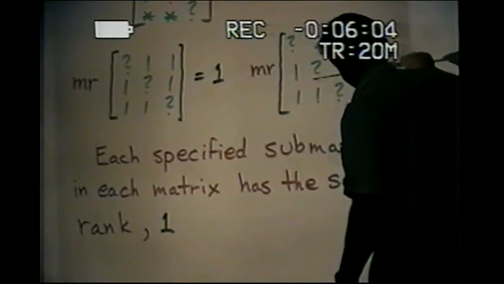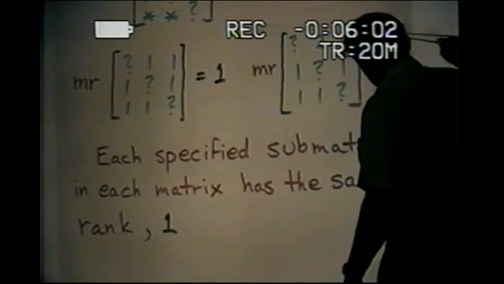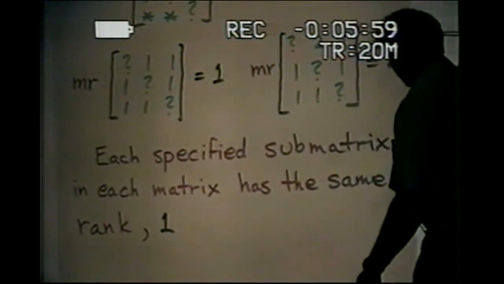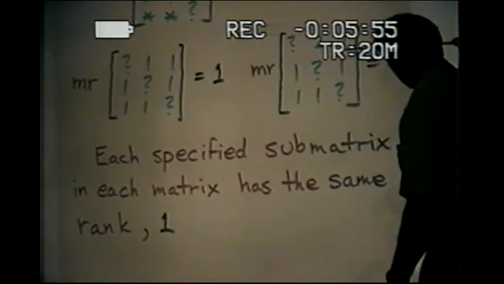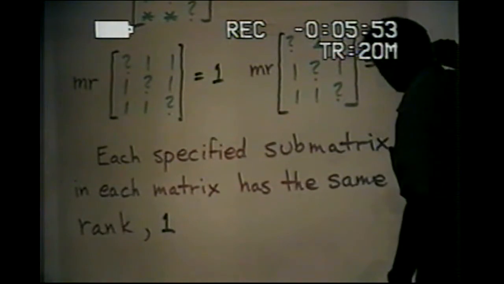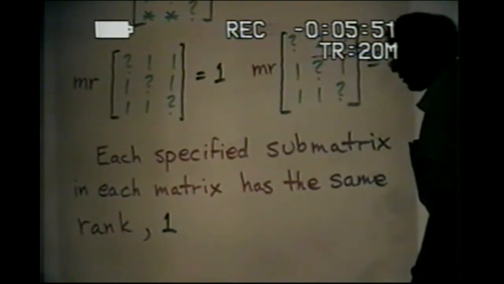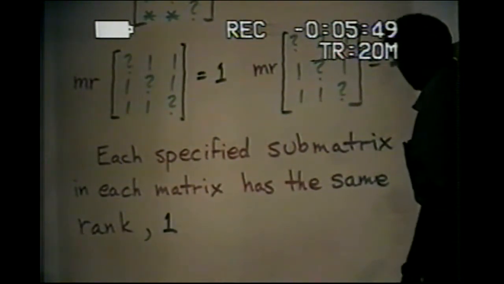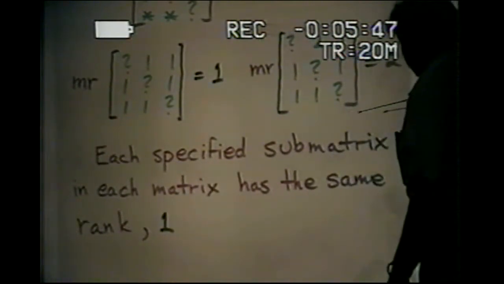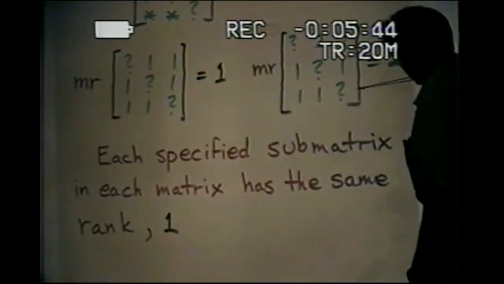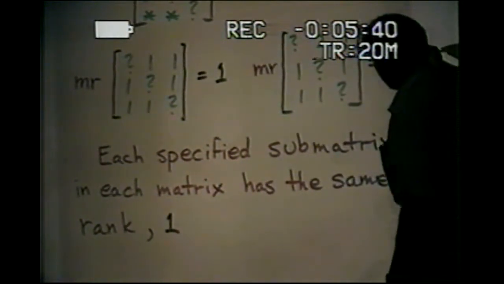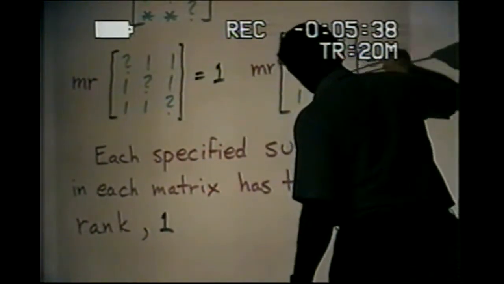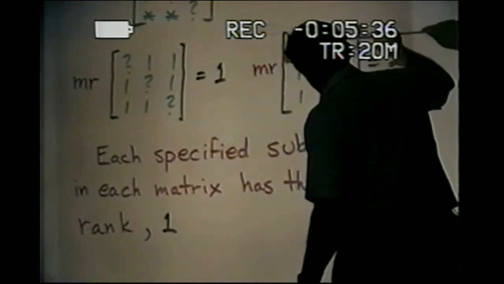Suppose I wanted to make the rank of this one. If I were going to make the rank of the whole thing one, I would have to be able to make the rank of this one. And to make the rank of this one, I would have to make the determinant 0, which would mean that I would have to put a 2 here. Now, if I wanted to make the rank of this one, I would have to put a 1/2 here. And if I wanted to make the rank of this guy 1, I would have to put a 1 here.